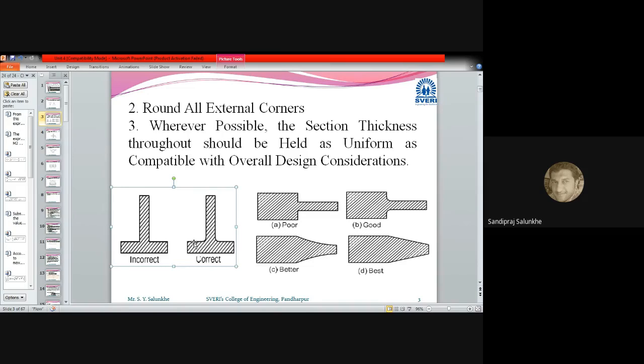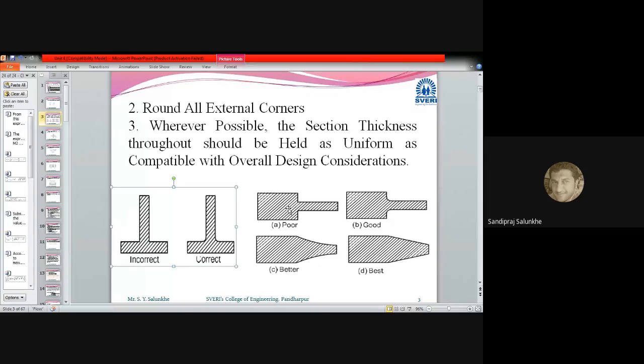Next thing, wherever possible, the section thickness throughout should be held as uniform as is compatible with the overall design considerations. That means as the part is supportive, we have to avoid sudden changes in the area. We have to keep it gradually decreasing, because this manufacturing process will allow the molten metal to flow gradually. And when it gets cool, at that time stress concentration will not occur.